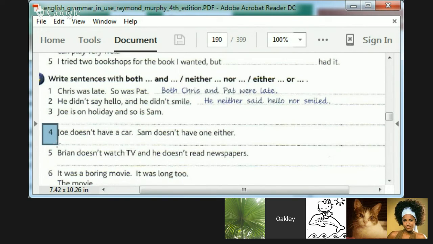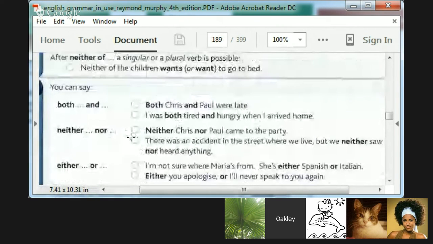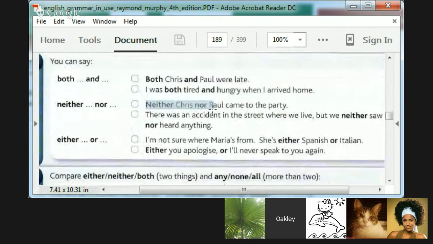Okay. Next, number 4. Joe doesn't have a car. Sam doesn't have one either. Neither Joe nor Sam have a car. Very good. Wait a minute. Neither Joe nor Sam has a car. Should we use has or have? Neither Joe nor Sam has a car. Well, that doesn't help. This is the best. Yeah, has.